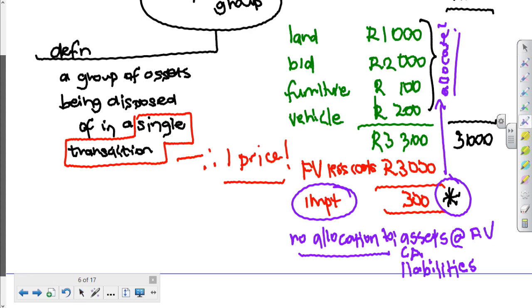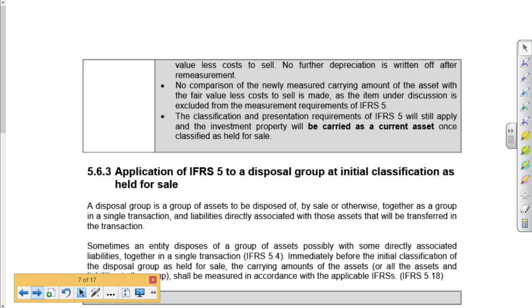We allocate it, apportioned, to the assets that should get impairment, and those are just my non-currents. It's just property, PPE, and intangibles, because investment property doesn't get any. They carry at fair value. All my current assets don't get any, and all my liabilities don't get any. So no allocation to those, so everything else would get. And then we looked at this example.